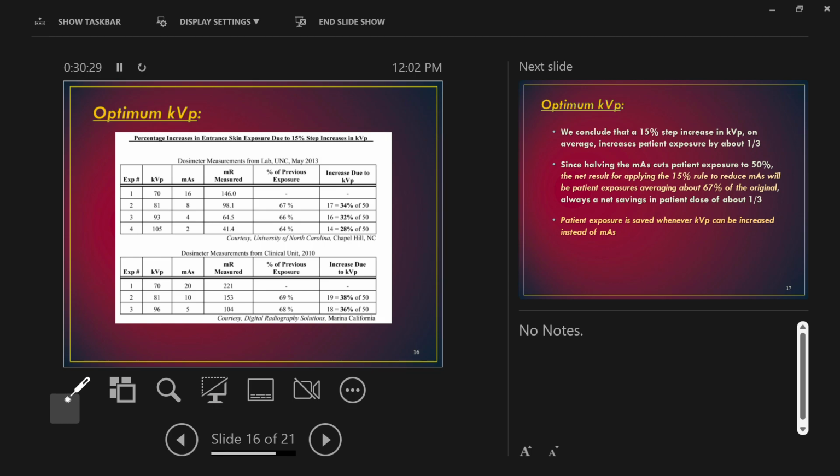Okay, we're down another 32%. Okay, from here to here. Yeah. We're lowering patient exposure each time. Why is patient exposure going down, but the receptor exposure is staying the same? What are the two changes happening?